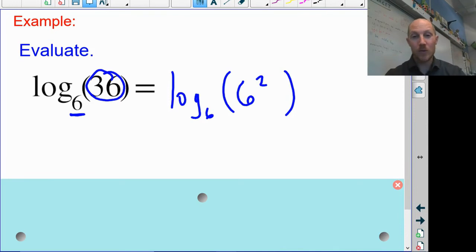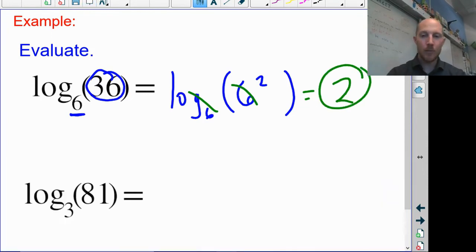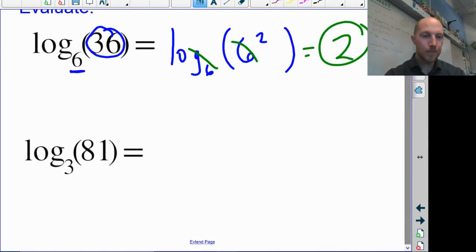Right, well, now I can use the inverse property. I've got log base 6, and I've got 6 to the power of 2. Log base 6 and 6, the base of the exponent, are inverses, and so we get an answer of 2. All right, same thing on the next one. Log base 3 of 81.